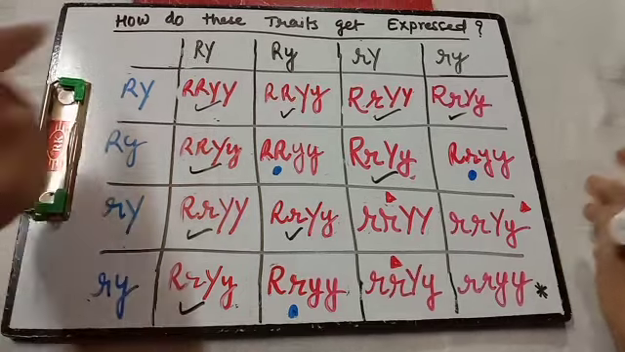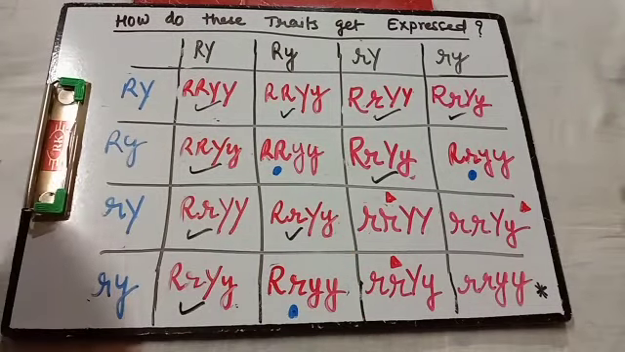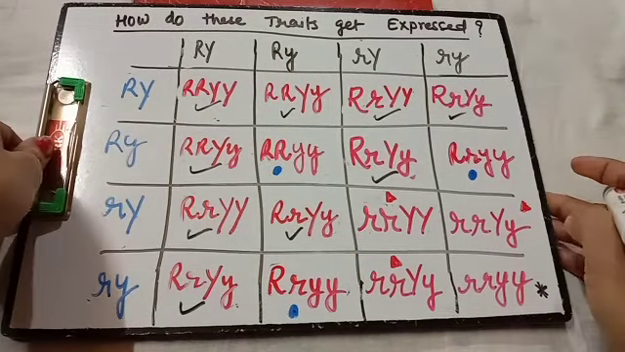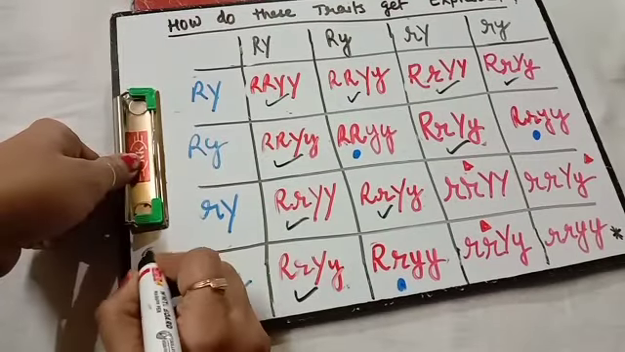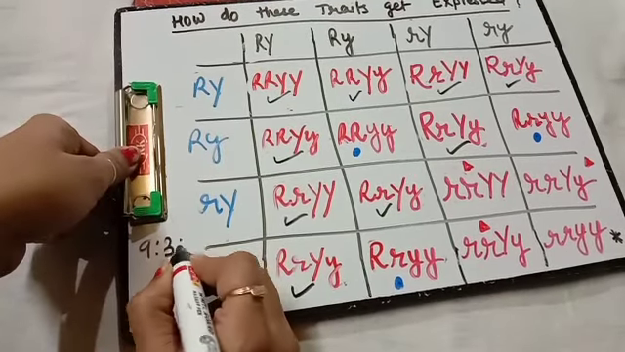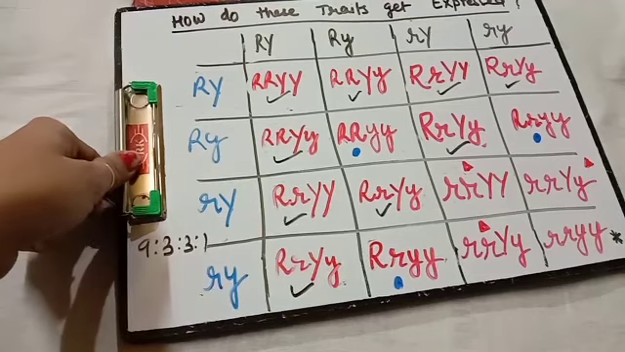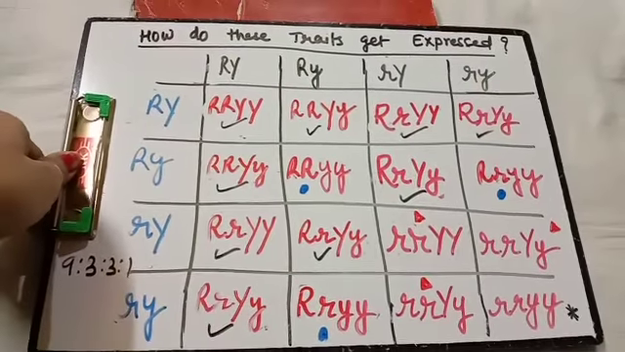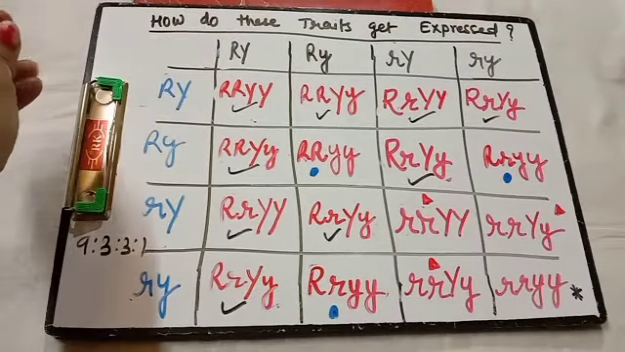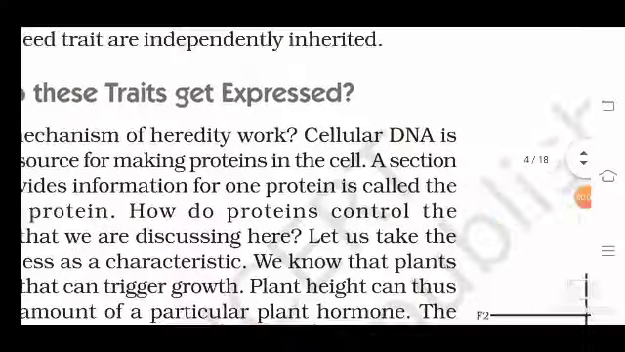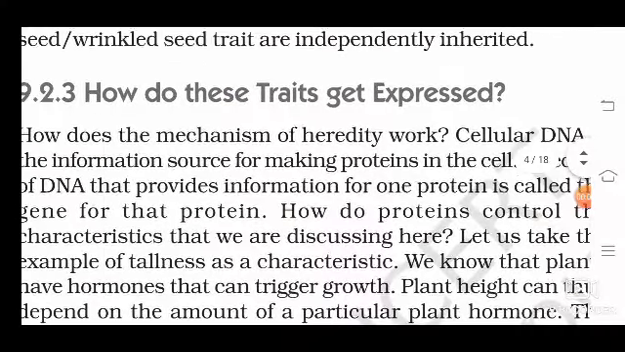Okay, so this way you can see all characteristics are. So what ratio I am getting? I am getting ratio 9:3:3:1. Okay, so this way. Now we read from textbook. Okay, so this only topic we have seen.